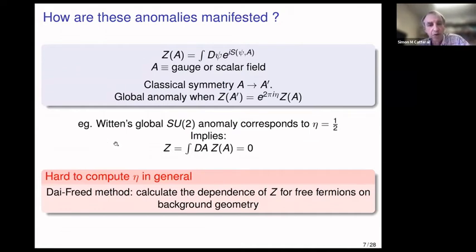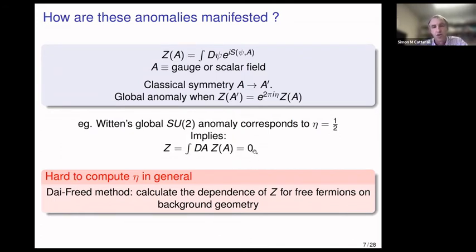So for example, if you think about Witten's global SU(2) anomaly, which says you'll have an anomaly with a single Weyl fermion in SU(2), that corresponds to this eta that appears up here being equal to a half. And it implies, therefore, that when I integrate over the background gauge field, I get 0. So typically when these phases arise, it means the full partition function, when you integrate over the relevant gauge field or scalar field, actually vanishes.